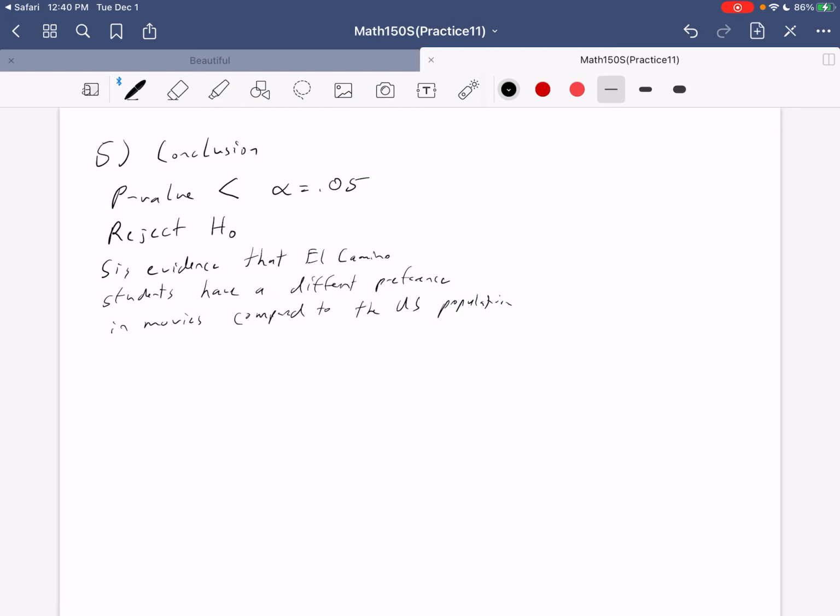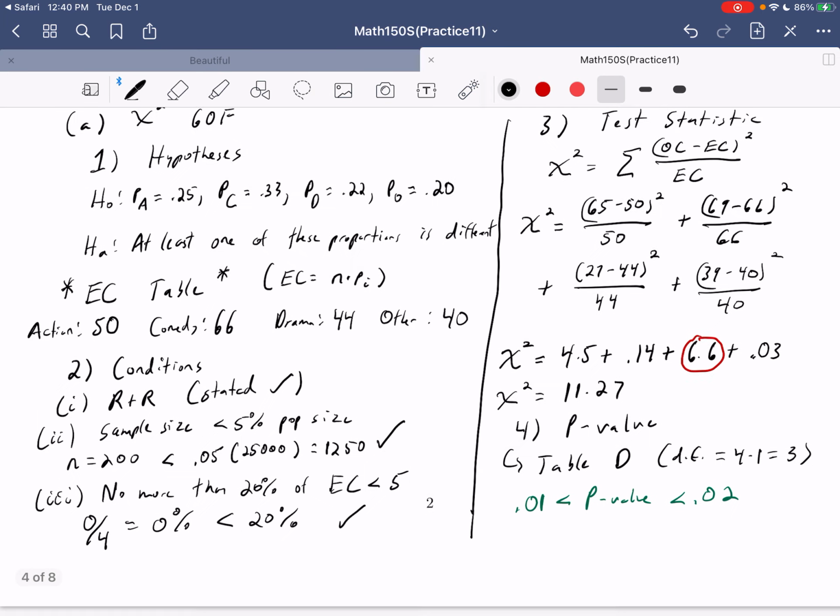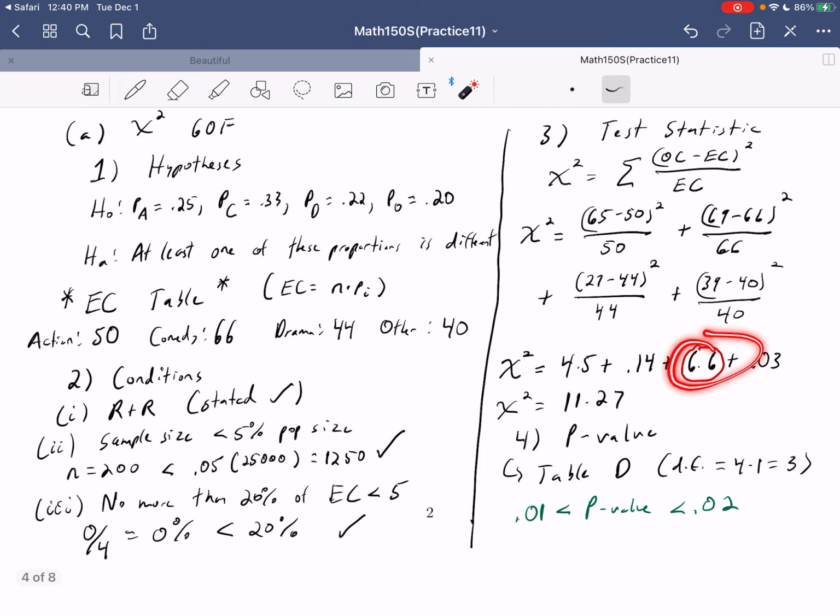So we are convinced that El Camino students' tastes in movies is different than the general U.S. population. And if we wanted to do further analysis, we'd probably start by analyzing are El Camino students less likely to like drama films compared to the rest of the U.S. population, because that's where we found the biggest significant contributor to our chi-squared test statistic.